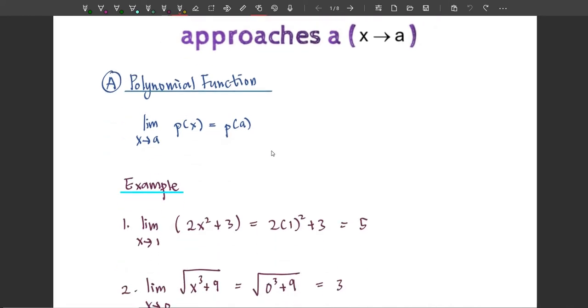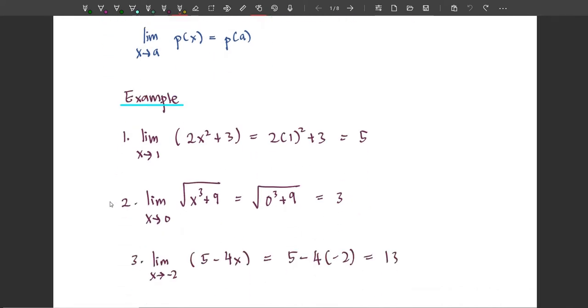Let's say we have the limit of p(x) when x approaches a. It will be equal to p(a) because we substitute the value of a in x, so it automatically becomes p of a. For example, the first one: limit of 2x squared plus 3 when x approaches 1. We substitute the value of 1 in x, so we have 2 times 1 squared plus 3, which is equal to 5.